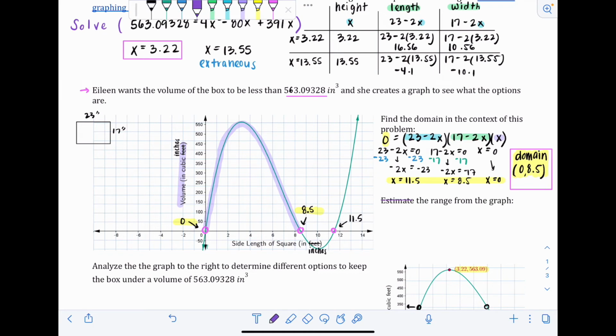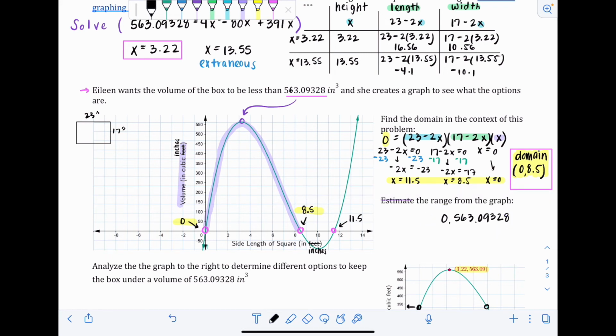is right here. And it looks like we have to estimate that point, but not really, because it says that Eileen wants the volume of the box to be less than 563.09328. So that's going to be the upper limit of our range. Our range will go from 0 to that 563 number. So range will be between 0 and 563.09328.